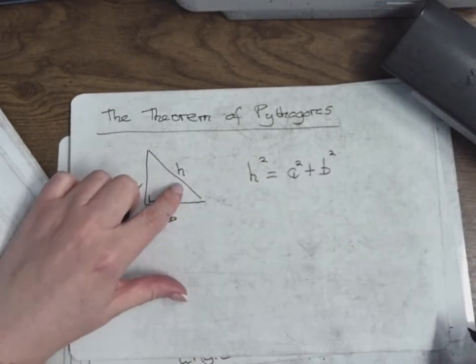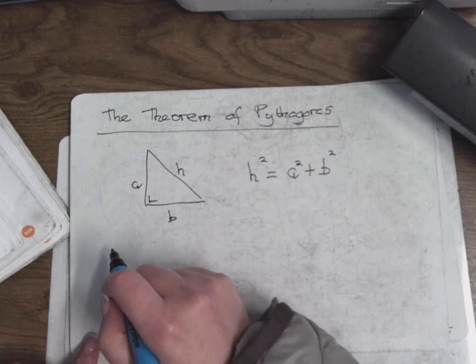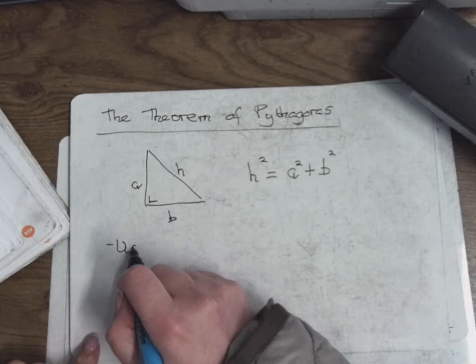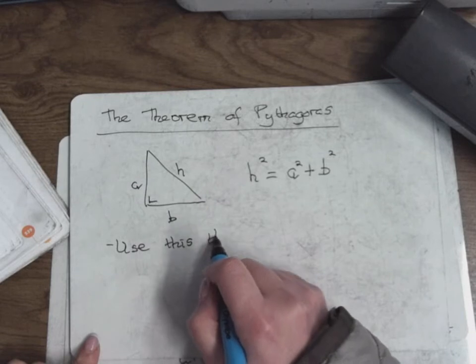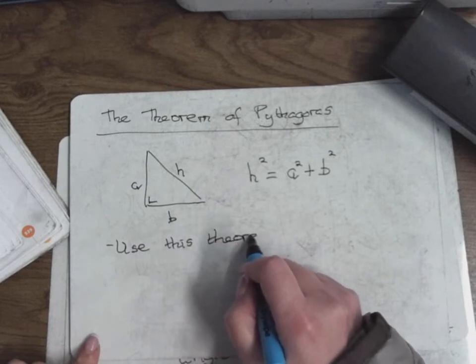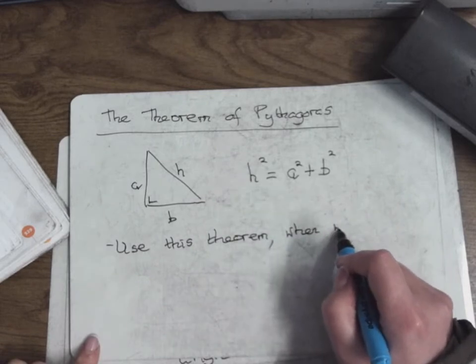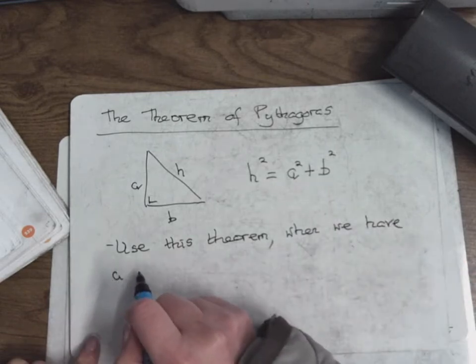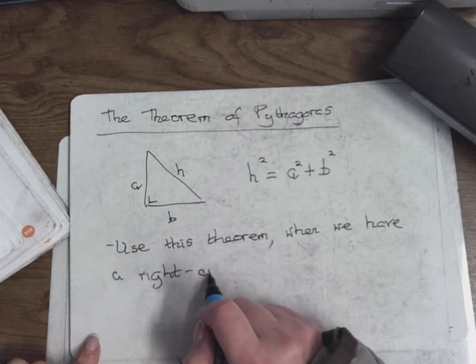So the hypotenuse squared is equal to the sum of the other two sides squared. Is that right? Wait, I'll do an example now and it'll make more sense. Okay? Right. And we use this theorem when we have a right angle triangle, so it only applies to right angle triangles.